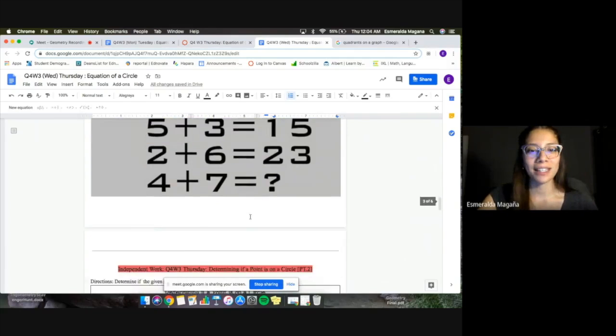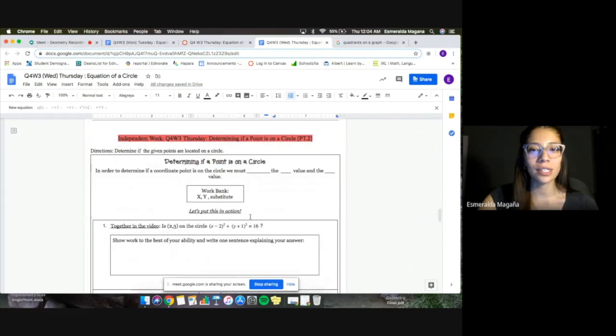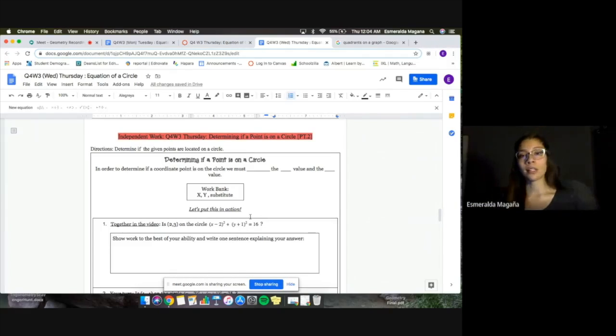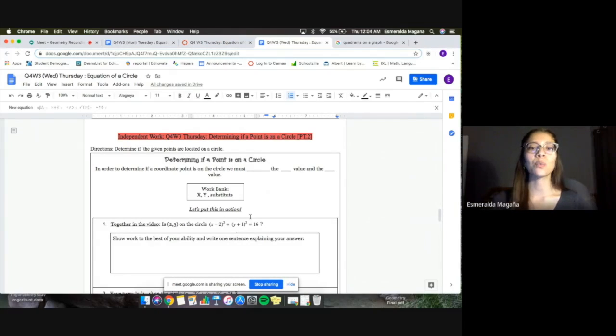Alright guys, welcome back. So now we're gonna go ahead and do the second part of today. Okay, so yesterday in your exit ticket, I asked one question that I kind of already knew we might not have an answer for because I didn't go over it. The question was, what does the x and y in the equation of a circle mean?